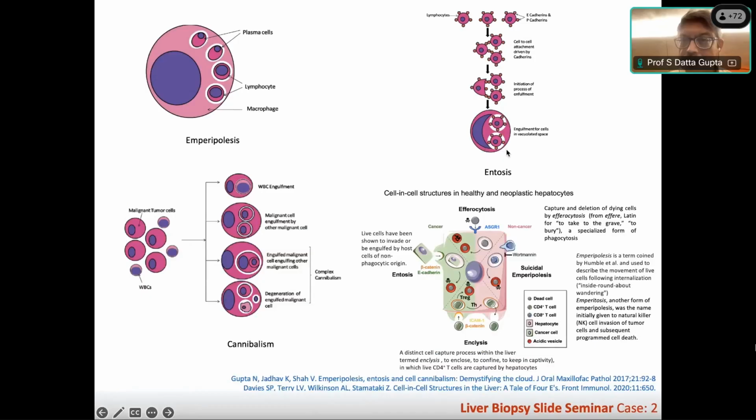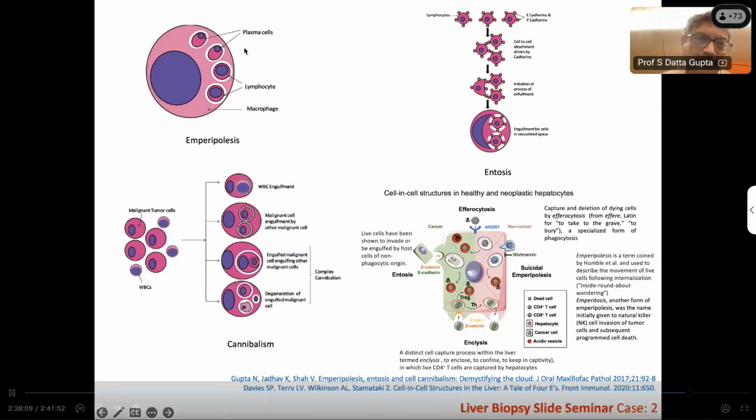Entosis is different. It is engulfment of cells in a vacuolated space. You get a vacuole, and there are several terms nowadays for cell-in-cell structures; we will not go into that. So emperipolesis you can maybe see even in tumors, and where it's called cannibalism, the same cell destroying one tumor cell, eating up another tumor cell, that's called cannibalism. So there are various terms, but we are interested in emperipolesis in this connotation.